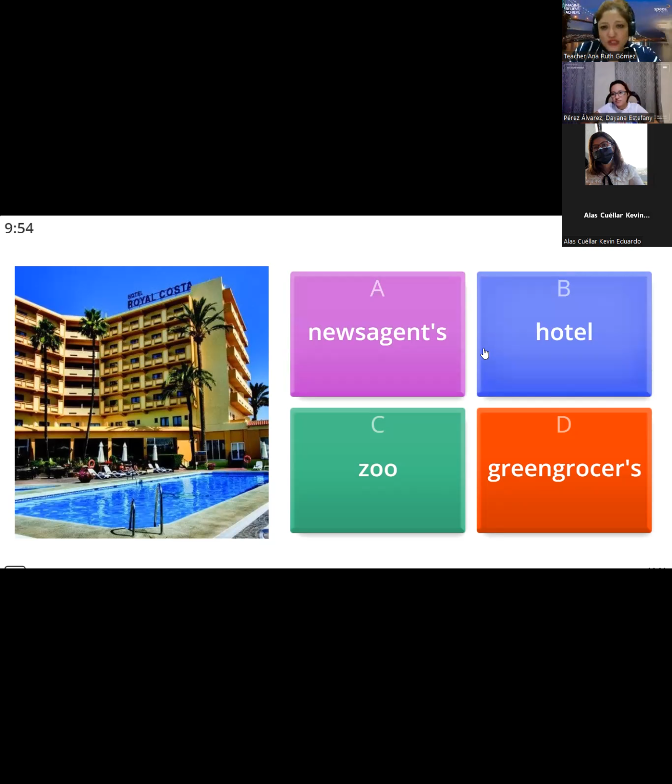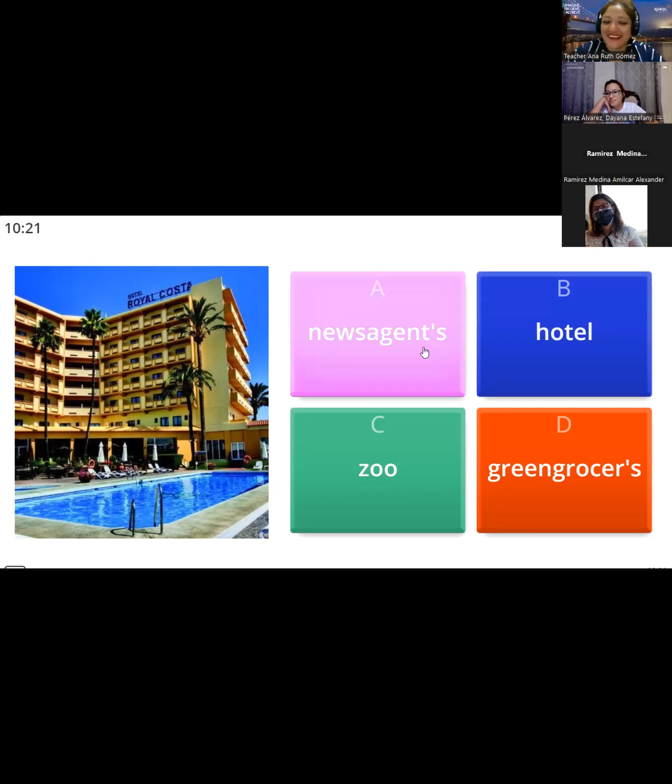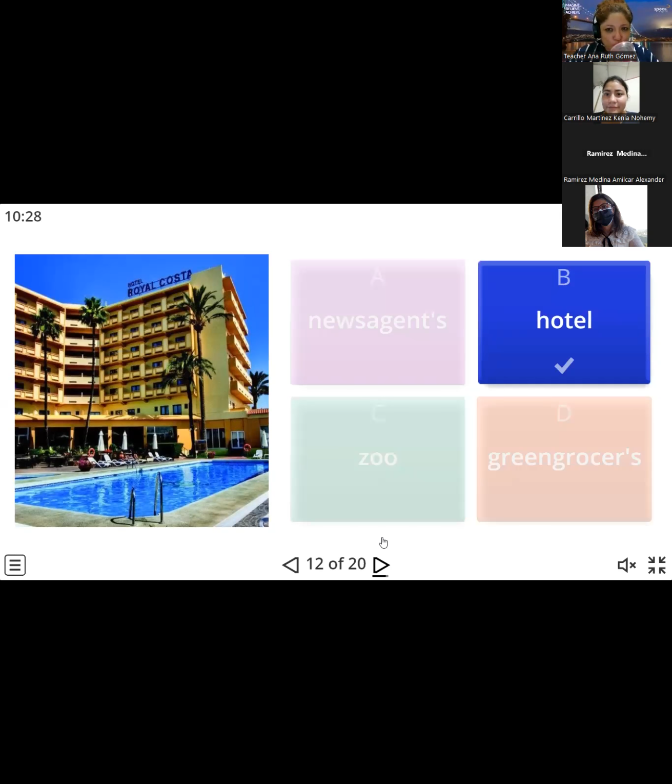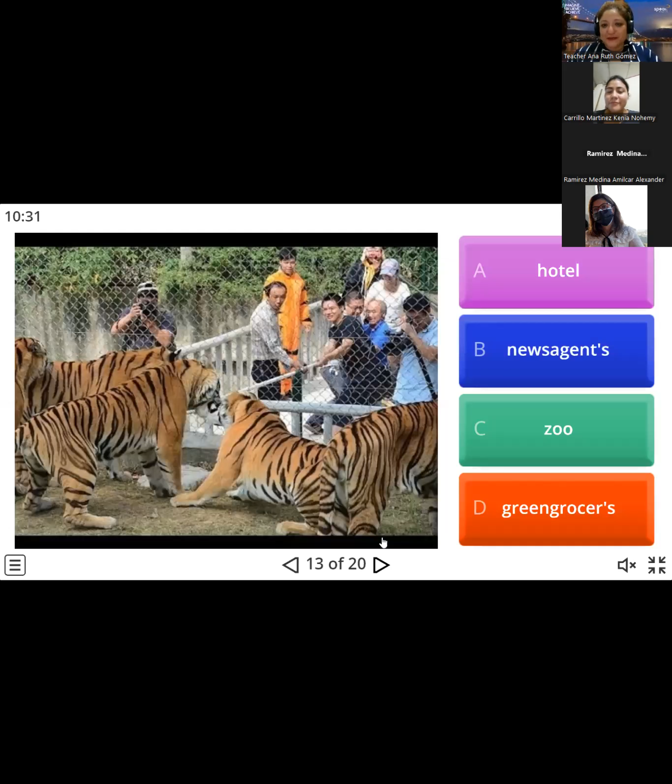Have you ever visited a hotel outside San Salvador? For example, in Chalatenango or in La Costa del Sol. Have you ever visited a hotel? Quality. Oh, all right. Very good. Okay. Have you ever gone to the Cameron? The Cameron, yes. Okay. Very good. What about this place? What is it?